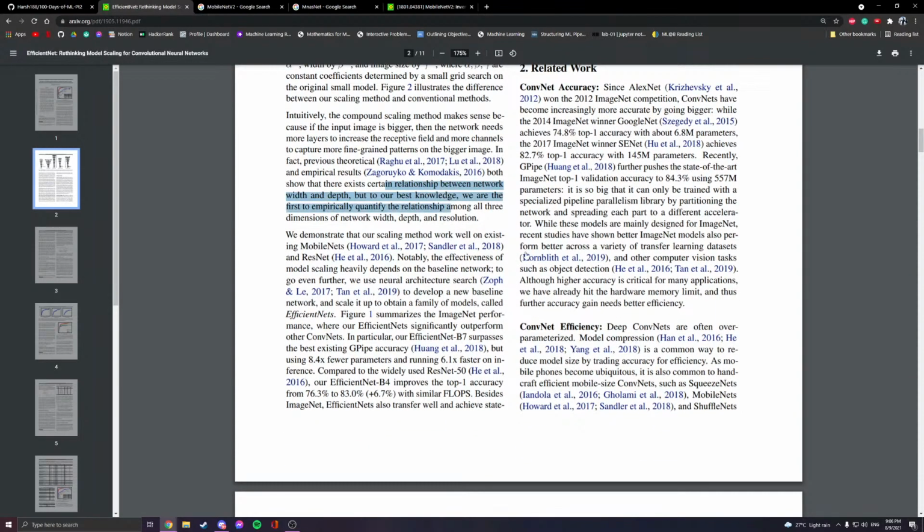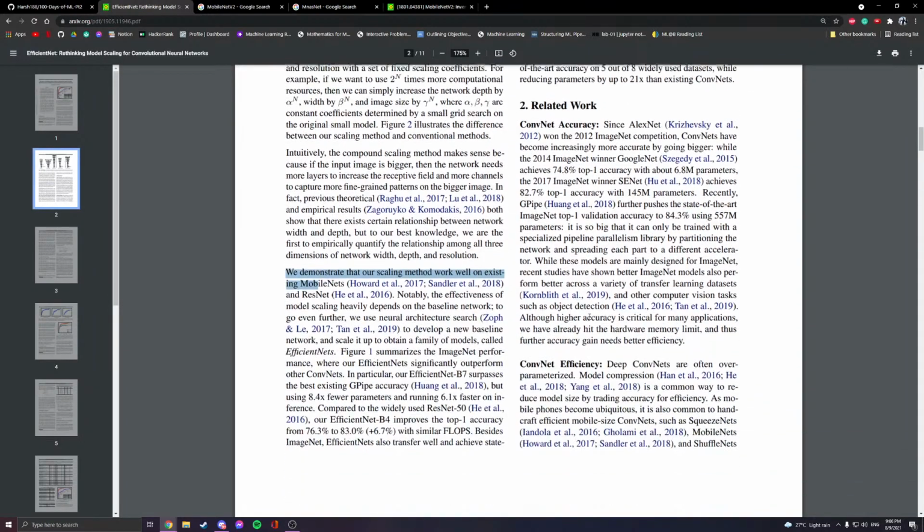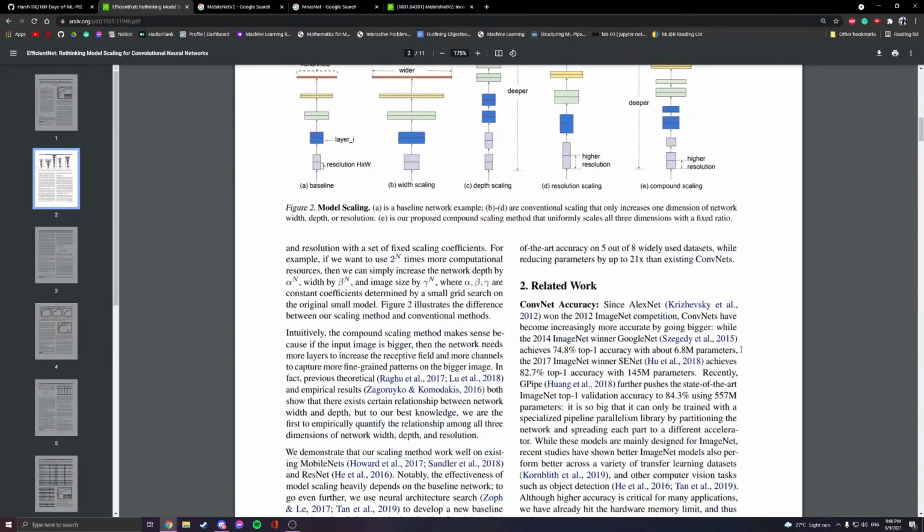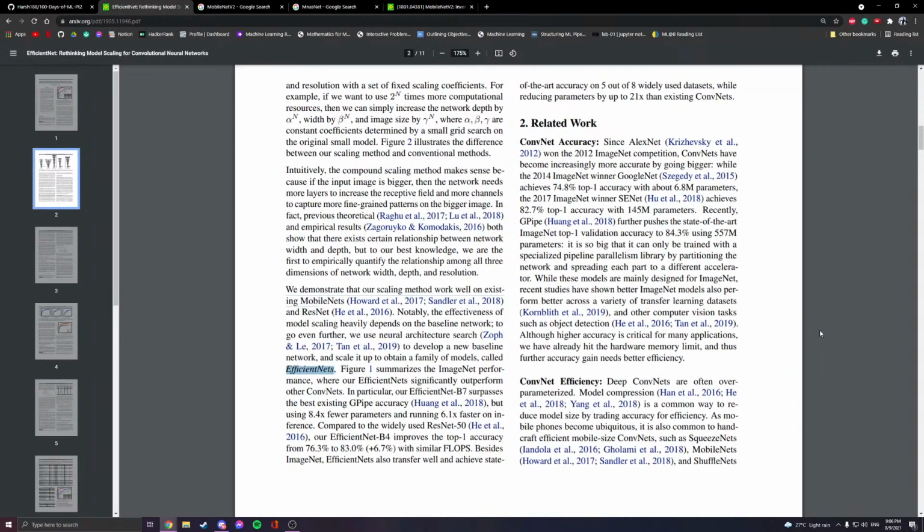And they also refer to the fact that there's some sort of relationship between the width and depth, although it's not really explored completely. And finally, they just talk about their results and what they get, and how it's performing at a state-of-the-art level using their baseline architecture called EfficientNets. Okay, next up, going to read related works.